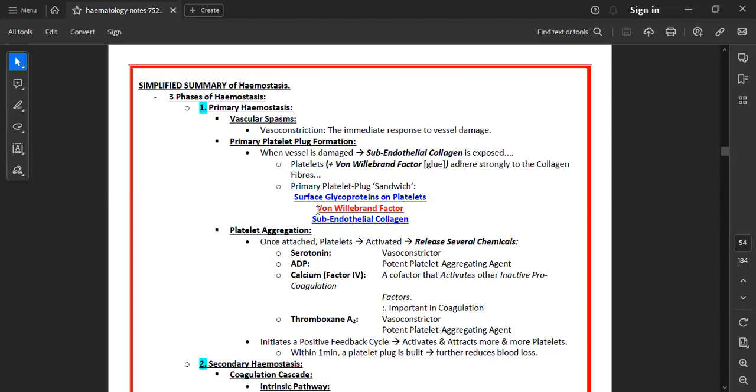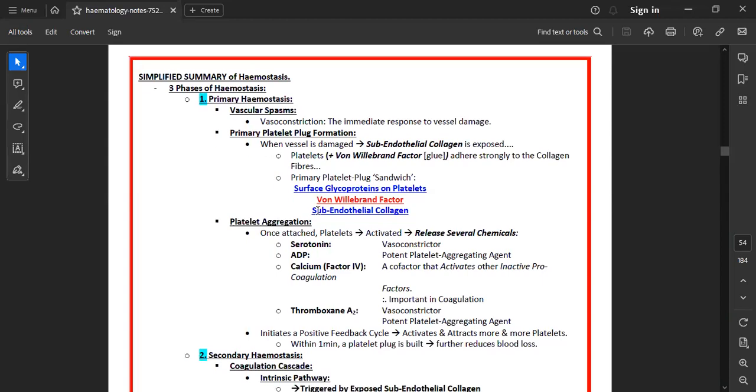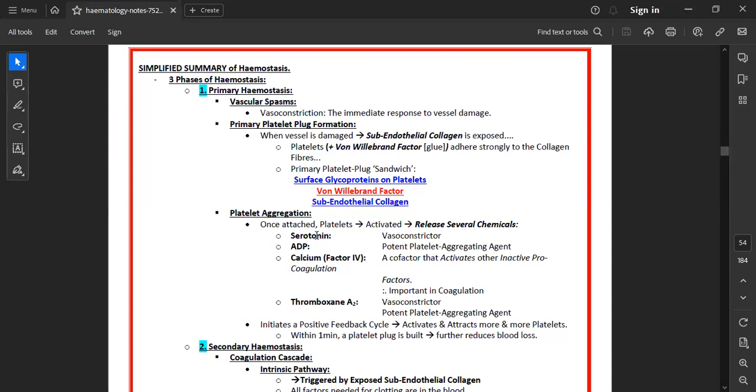The next step, once they attach, is platelet aggregation. Serotonin is released by the platelets. This is what causes the vasoconstriction to reduce the blood flow. Then ADP, calcium, and thromboxane. Calcium is a very important factor. It is implicated in the majority of the steps in the clotting cascade. And thromboxane is also a vasoconstrictor, and it promotes the aggregation of platelets.